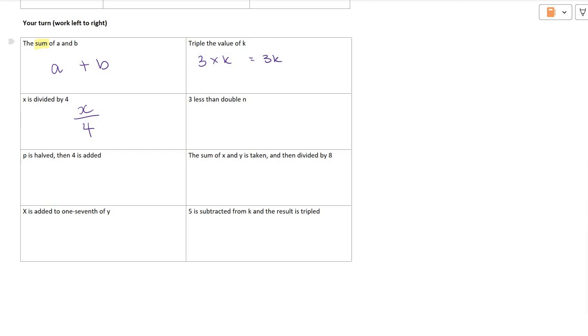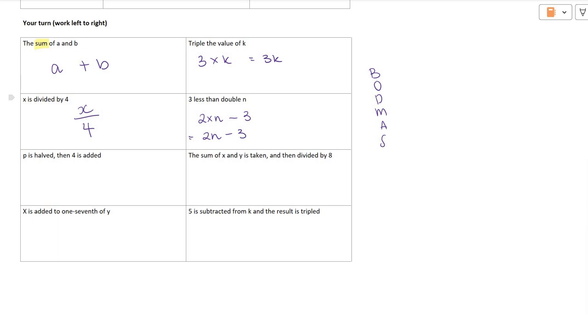Then we've got 3 less than double n. This is where you do have to watch your BODMAS and make sure that you are following the right steps. I'm going to start with doubling n, which is 2 times n, and then I'm going to subtract 3 from that because it's 3 less. I'm then going to get rid of my multiplication sign, which will give me 2n minus 3.